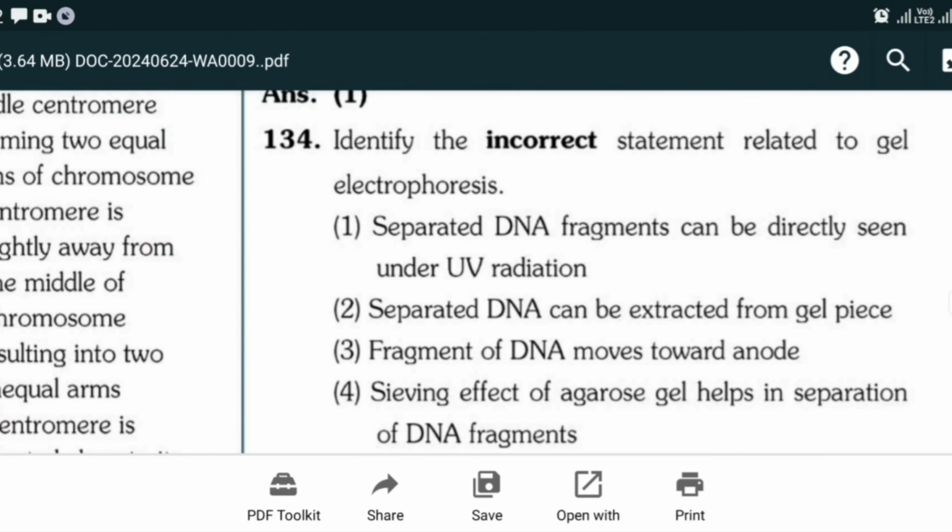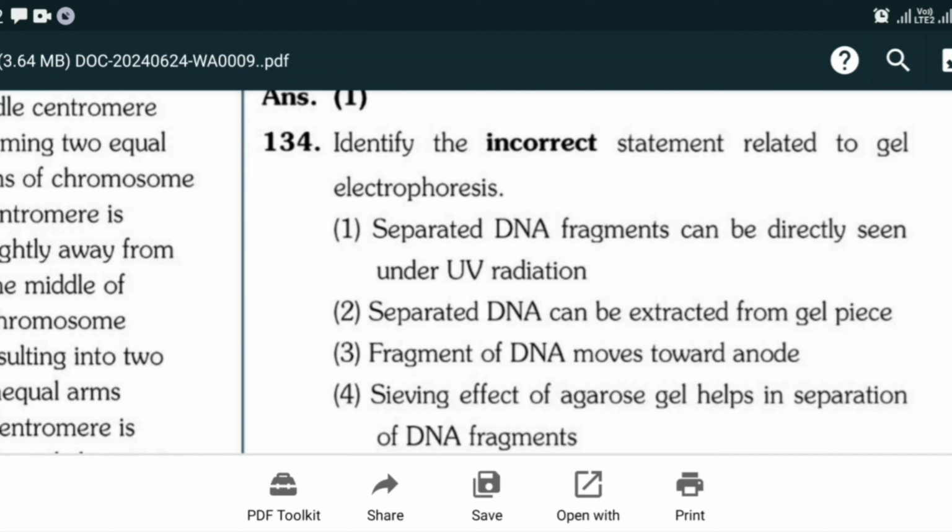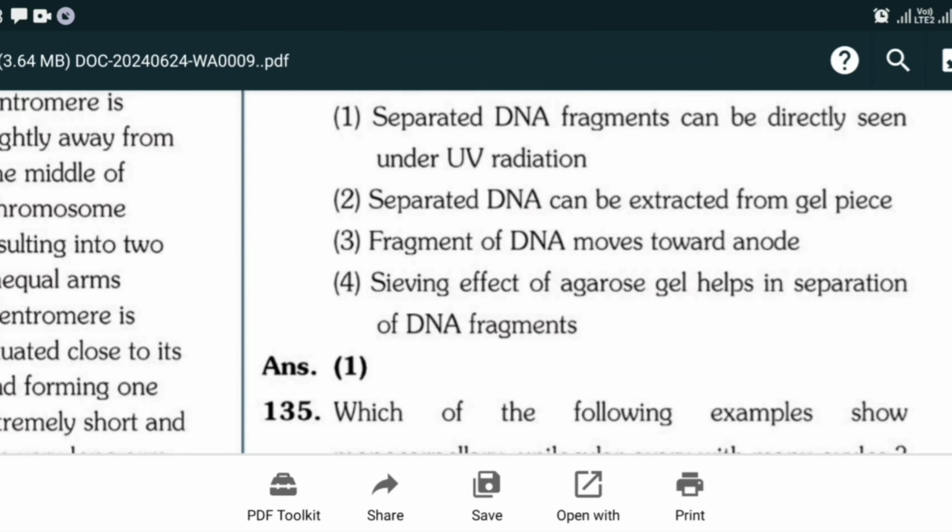Then identify the incorrect statement related to gel electrophoresis. Again, a biotechnology question. Separated DNA fragments can be directly seen under UV radiation. No, it cannot be visible because we need to stain first with ethidium bromide. So the first statement is wrong. That is the answer, since they are asking for the incorrect one. Next, separated DNA can be extracted from the gel piece. Yes, that process is known as elution.